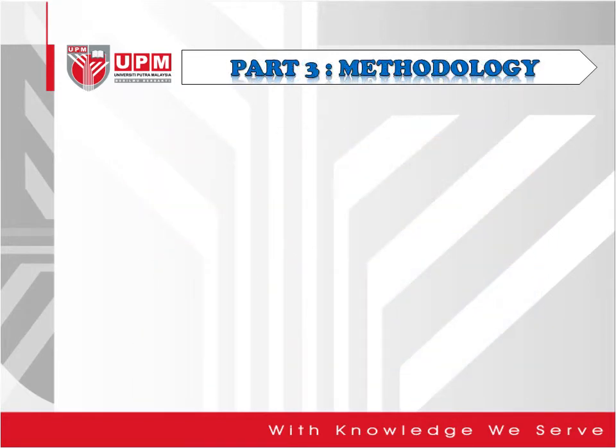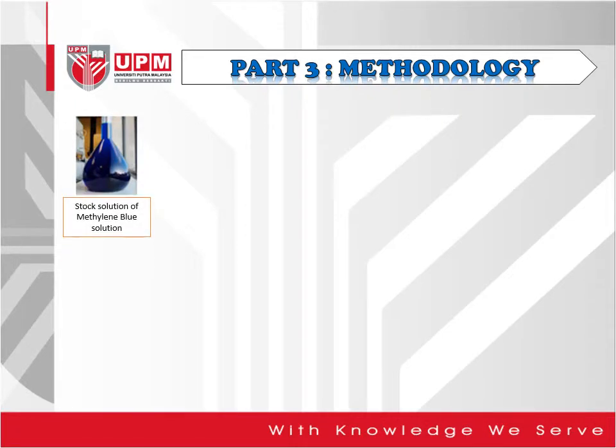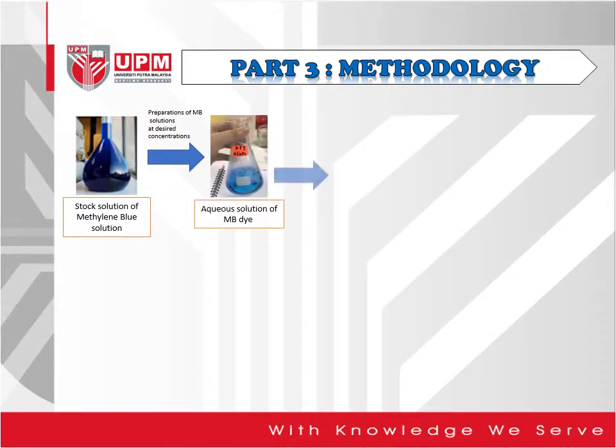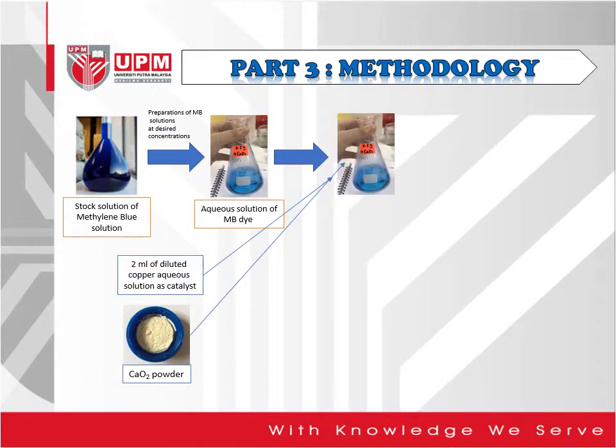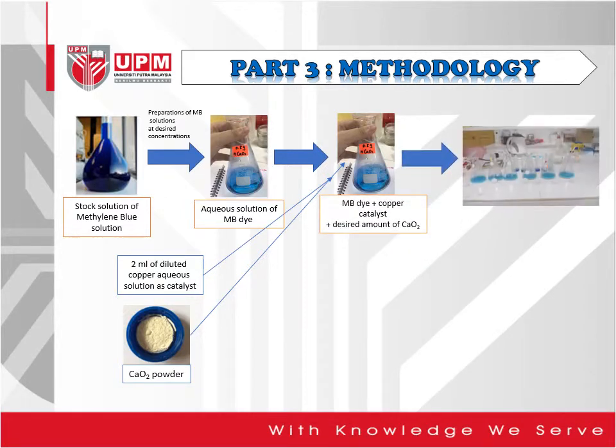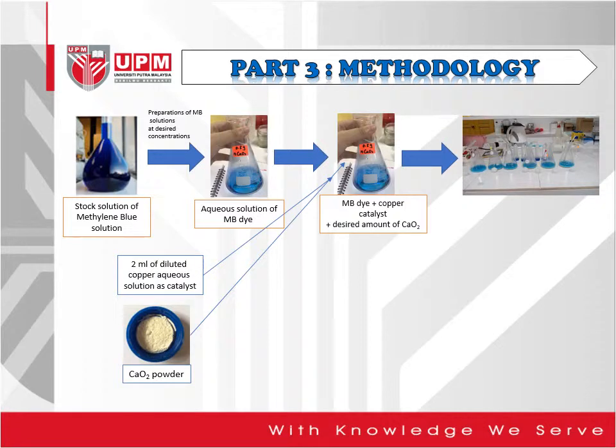Next, we move on to the methodology. Firstly, 10,000 ppm of methylene blue stock solution was prepared. The solution was further diluted to 10 ppm. After the dilution, 2 ml of copper catalyst and 0.2 gram of calcium peroxide powder were added into 100 ml of methylene blue solution. Then, the solution was placed into a water bath shaker and agitated at 100 rpm to conduct batch studies of different parameters.